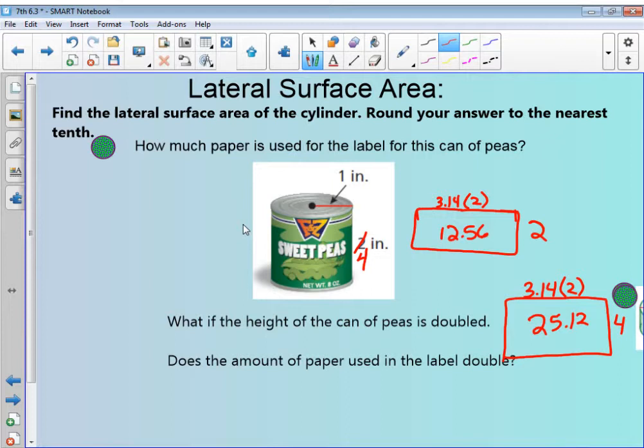Okay. It says, does the amount of paper used in the label double? If we want to check if it doubled, we can take 25.12 and divide it by 2 and see if it gives us the 12.56, and yes, it does. So this would be a yes statement. And I apologize for mixing those up. I forgot that I had already done the second problem when I was writing down my answer. Okay, so once again, lateral surface area is just working with that very middle section. Places that it might be used in the real world would be in companies where they're working with that middle section and covering it and having to understand how much area needs to be covered.